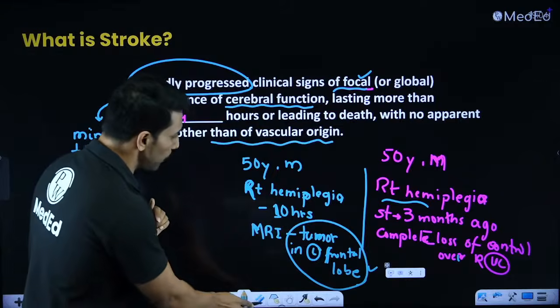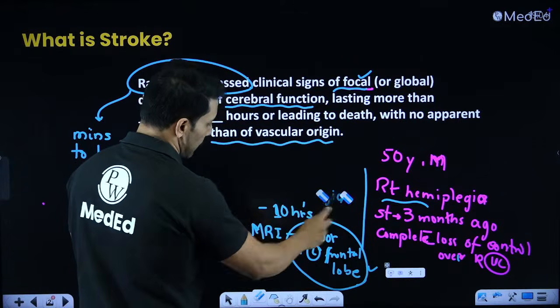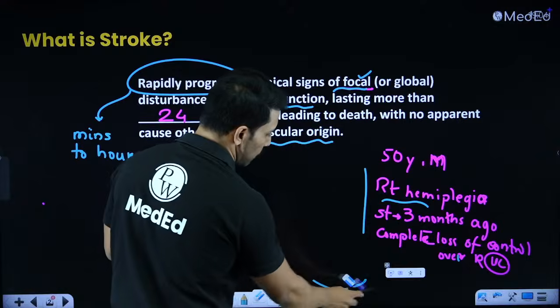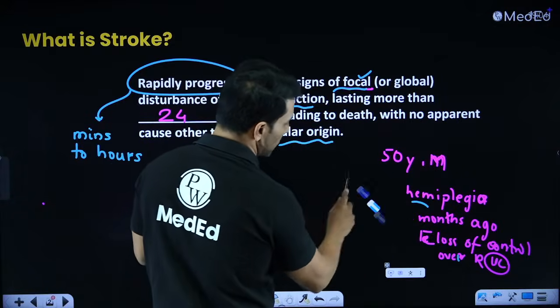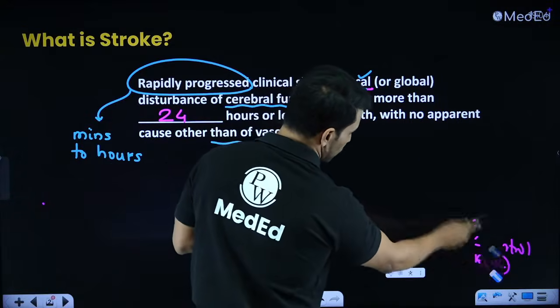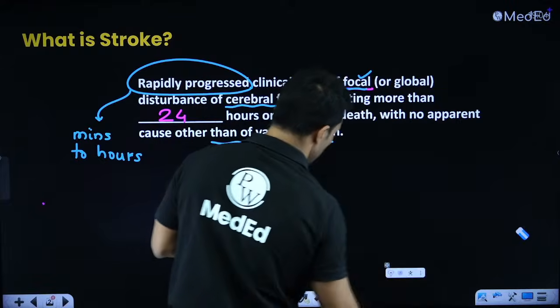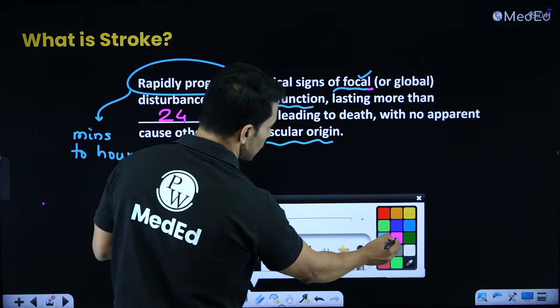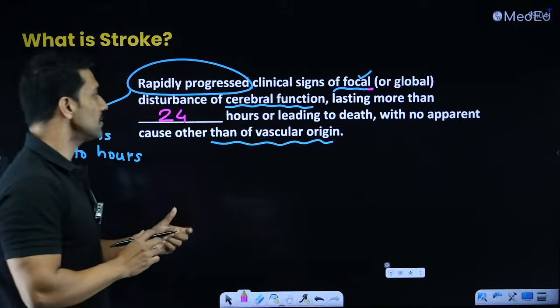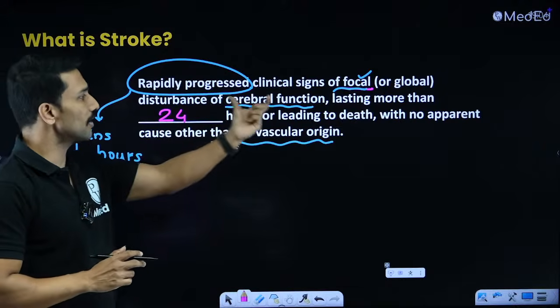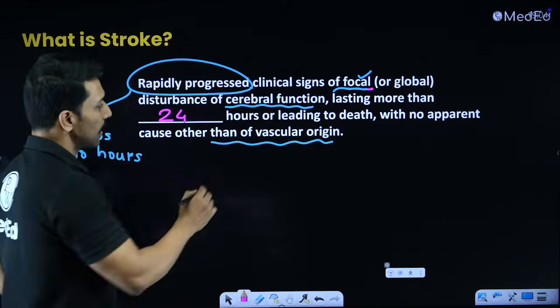Clear? So you're getting the point. When symptoms evolve rapidly because of loss of function of some part of the brain within minutes to hours, and the reason for this loss of function is a pathology of the blood vessel, and the symptoms last for 24 hours or till the patient's death, it can be called stroke.